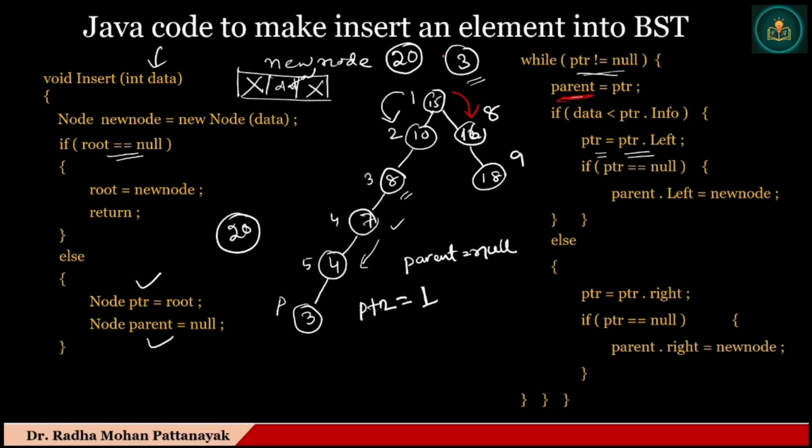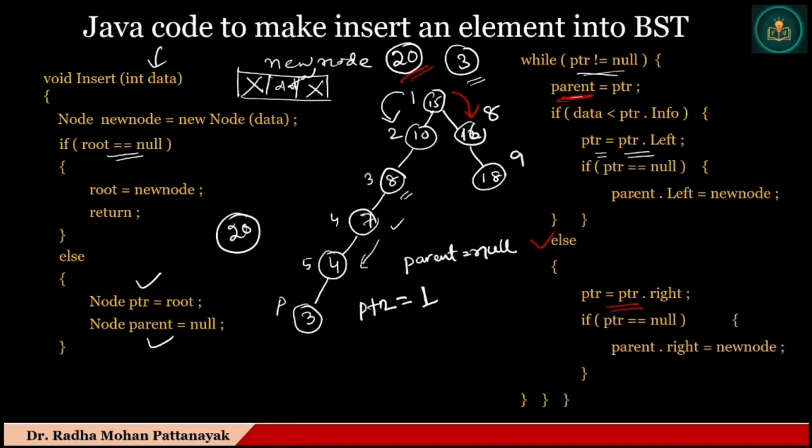And what is your data? The data item is 20. So data is not less than PTR.info. Data is more, so you come to the else part, right? In the else part, first what you will do? You will update the PTR. So how will you update? By writing PTR equal to PTR.right.